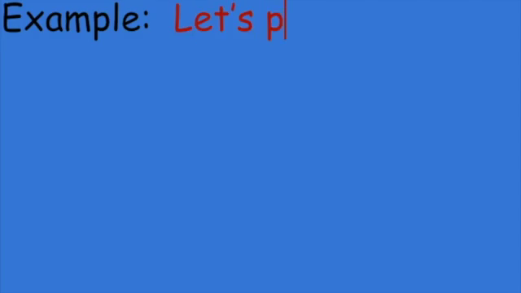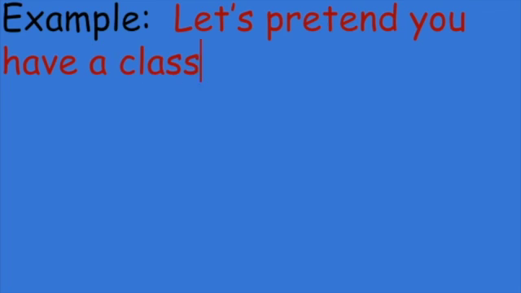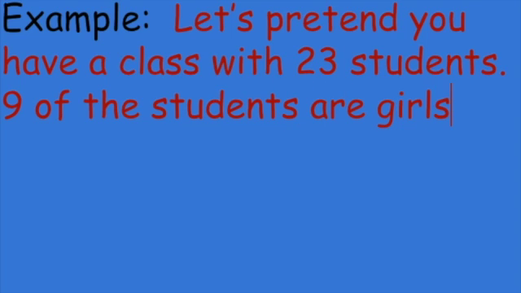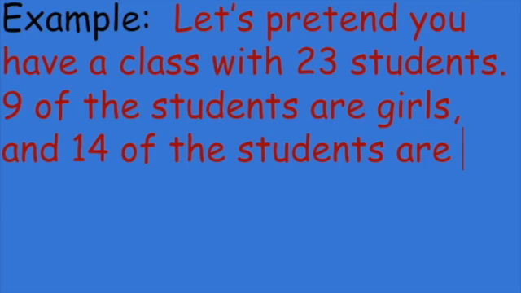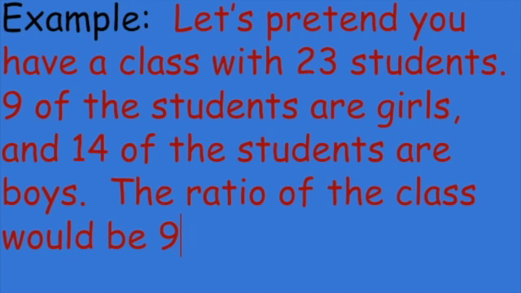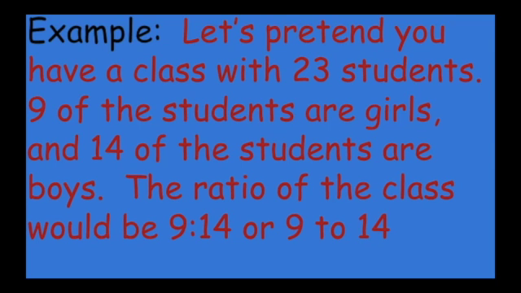Let's pretend that you have a class with 23 students, and 9 of those students are girls, and 14 of those students are boys. The ratio for that class would be 9 to 14, or 9 to 14. Either way of writing is correct.